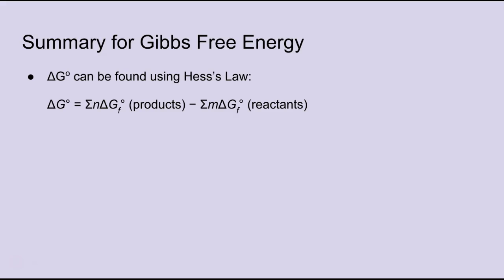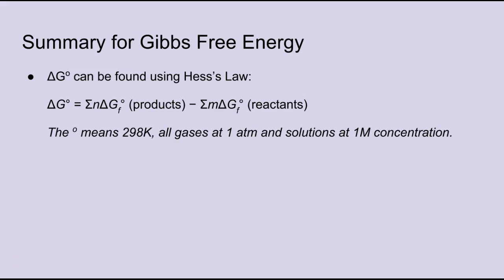They're delta GFs, and we are multiplying by the coefficients. That's what the N and the M's stand for. So that is that same equation we've used for both enthalpy and entropy now. So that's one way to find Gibbs free energy change for a reaction. And if you are given Gibbs free energies of formation, then that's the equation you should use.